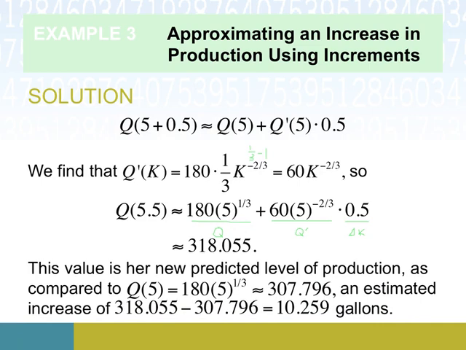Remember the graph that has the tangent lines, showing a tangent line close to the graph itself, but not exactly on it. So compared to Q of 5, her production level was 307.796. This was in gallons of yogurt, I think. So that predicted increase, 318 that we just got, minus the value that we started at, would be 10.259. Also, if you notice, really all we would have to do for that value is look at this derivative times delta K piece. That would tell us the predicted increase or decrease in value. So this number right here, I don't have it computed in front of us, but it should be 10.259.